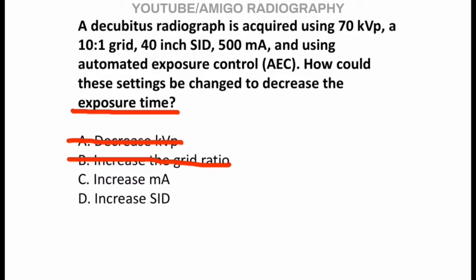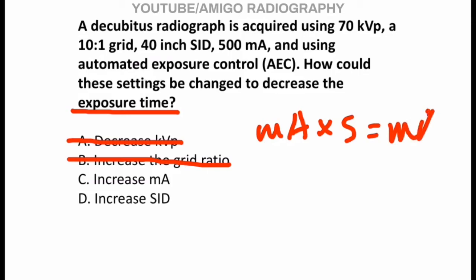What about C? If we increase the MA, is that going to decrease our total exposure time? Remember again our relationship between MA and exposure time. How is that going to affect the total exposure? If we increase the MA, what does that do to the total exposure time?